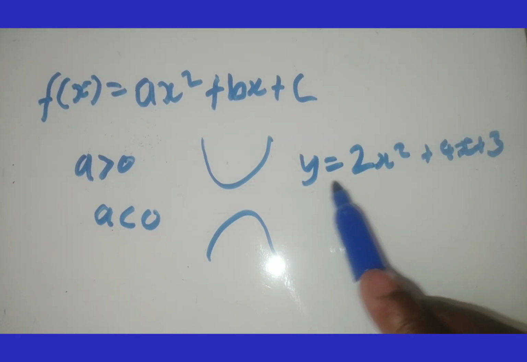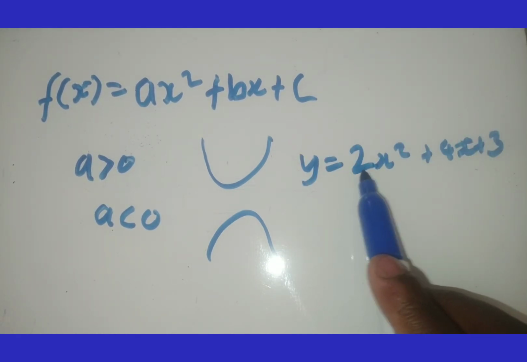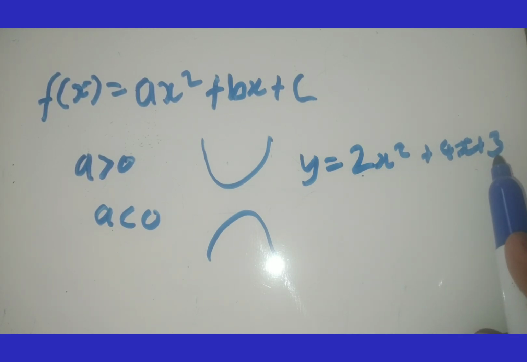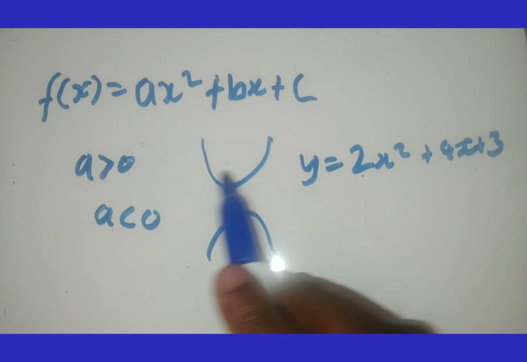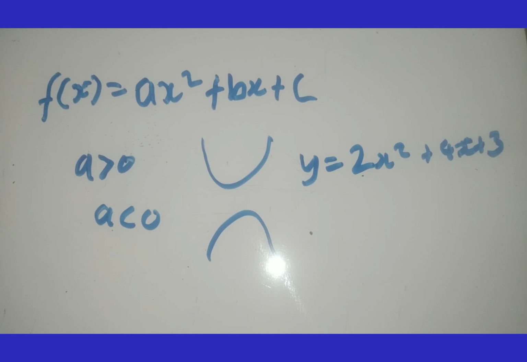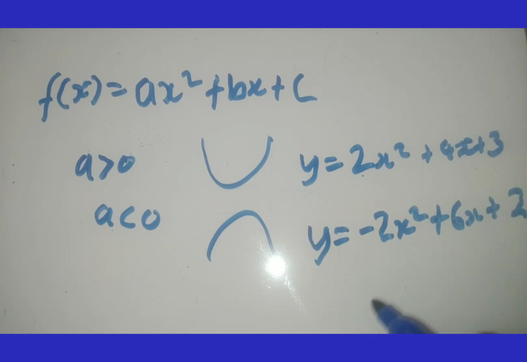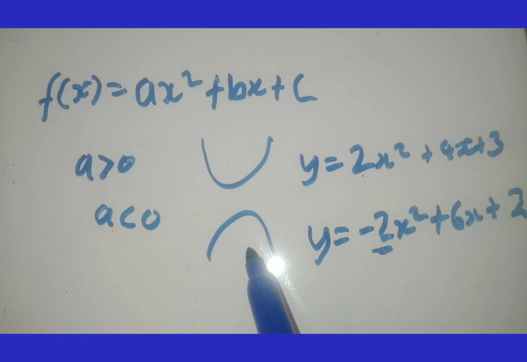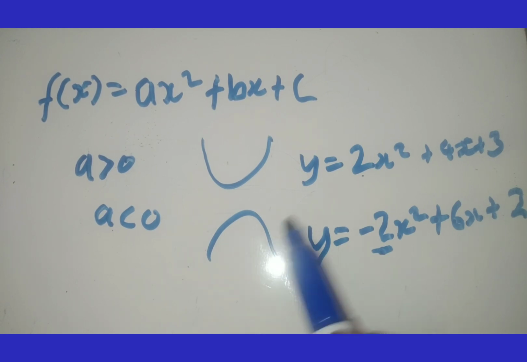For example, let's say you have something like this. This is a, this is b, this is c. So a is 2, b is 4, and c is 3. a is positive, so it's a smiley face. Then if a is negative, let me show you an example of that. In this case, a is negative 2, b is 6, c is 2. So whenever a is negative, your parabola will have a frowny face. When a is positive, your parabola has a smiley face.